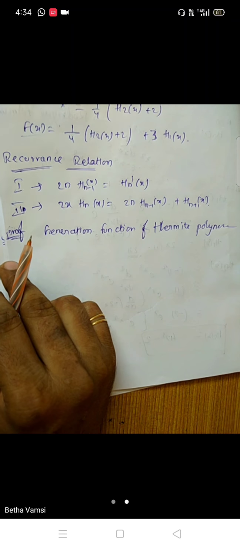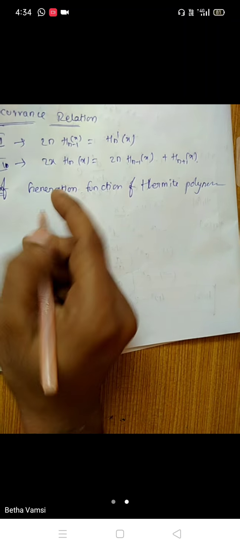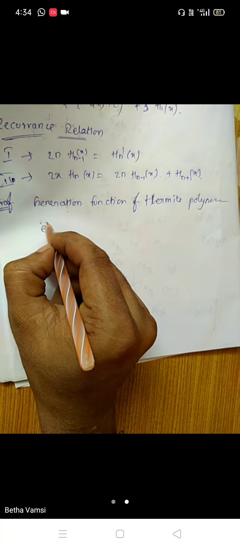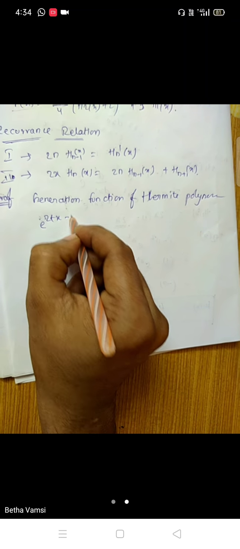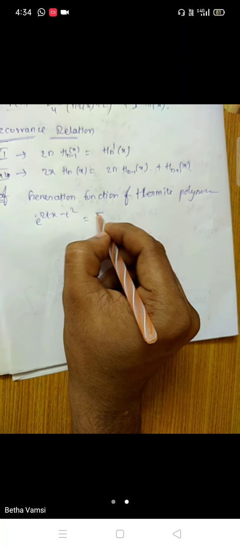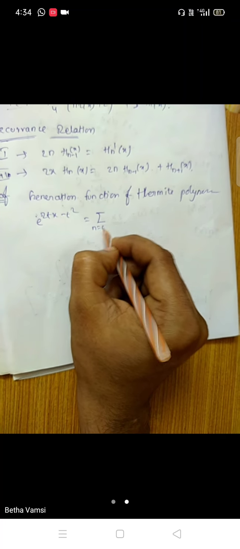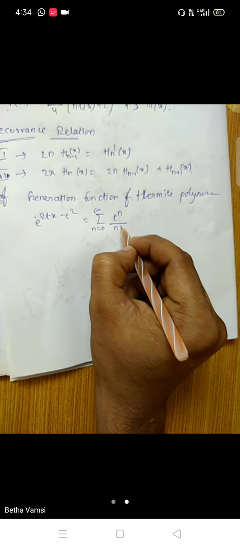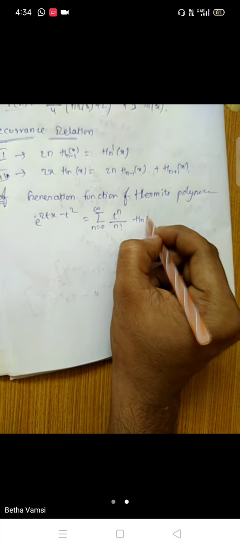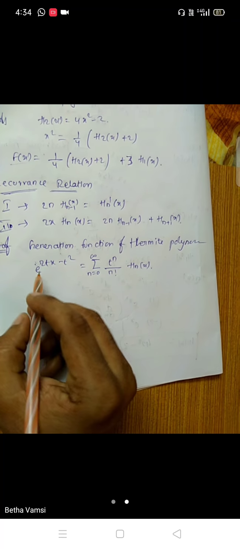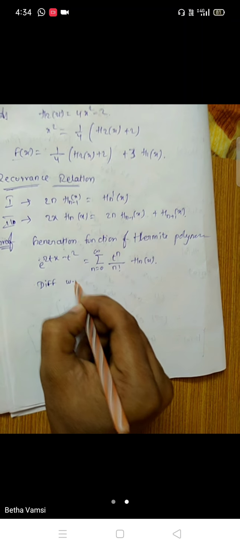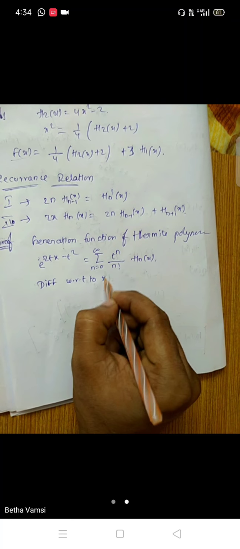So we know the generating function of Hermite polynomial, which is equal to e power of 2tx minus t square, which is equal to summation of n is equal to 0 to infinity t power n divided by n factorial Hn of x. Okay. So first, differentiate with respect to x.